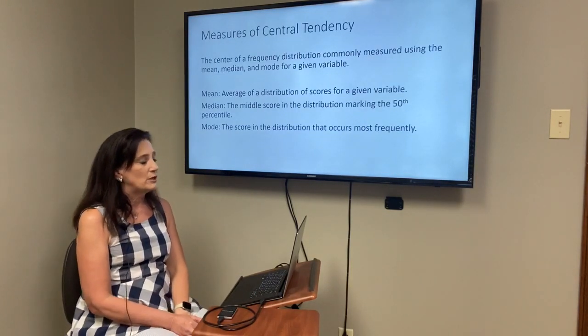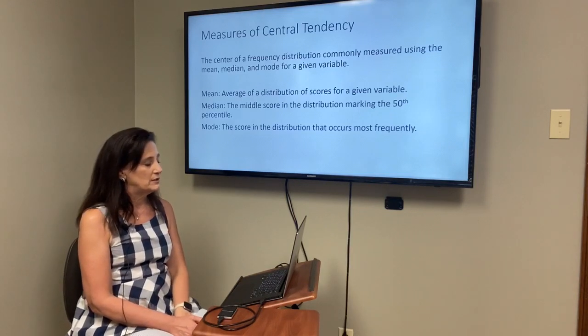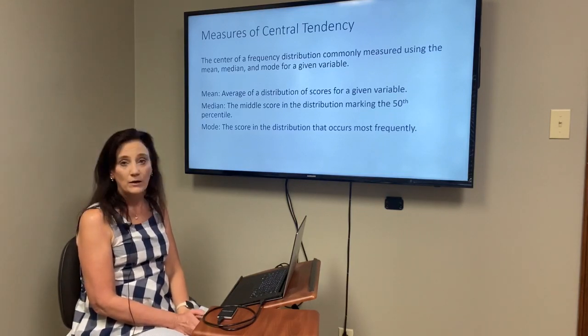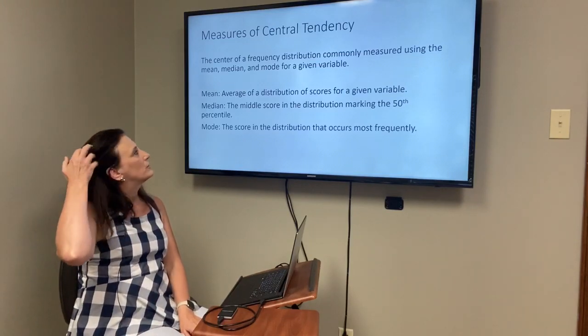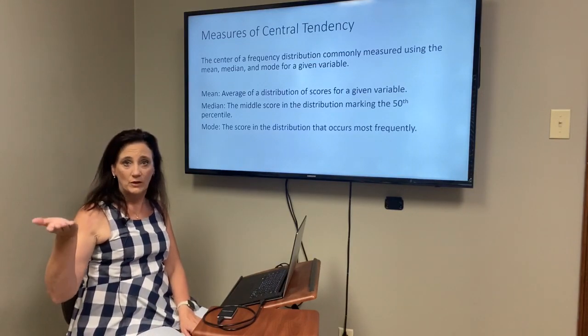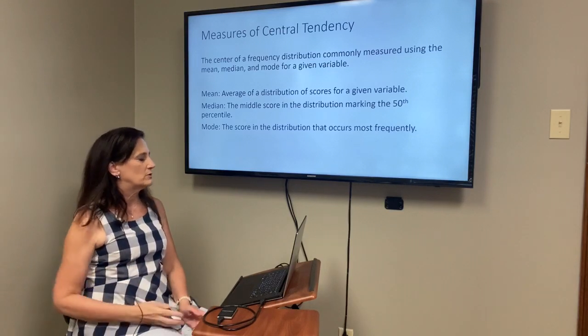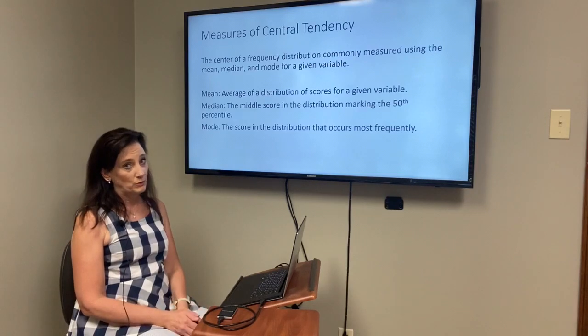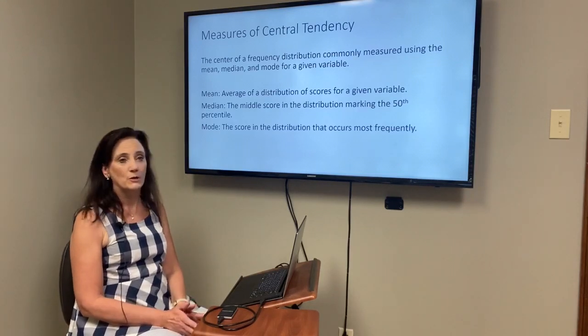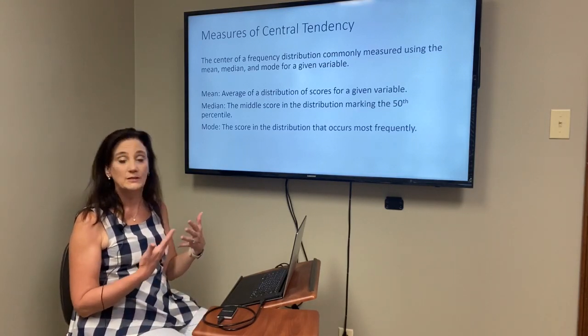So we can also look at measures of central tendency. So how is a frequency distributed? And you can look at 3 different things. Mean, and we've talked about that's the average of the scores or average of the numbers. Median, which is the middle score. And mode, that's the score that you see most often.